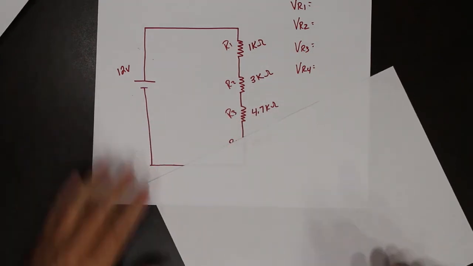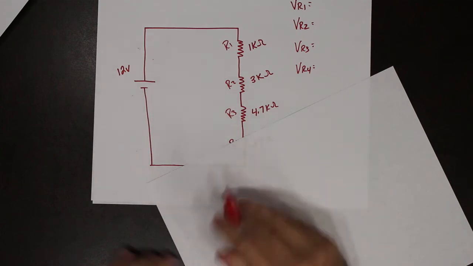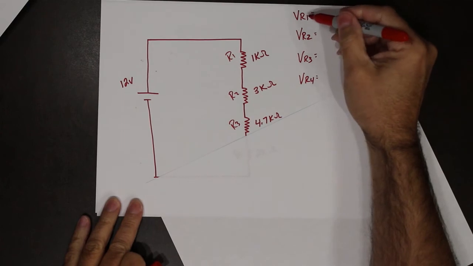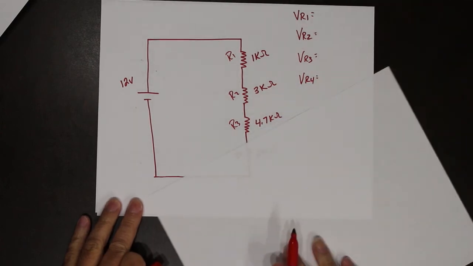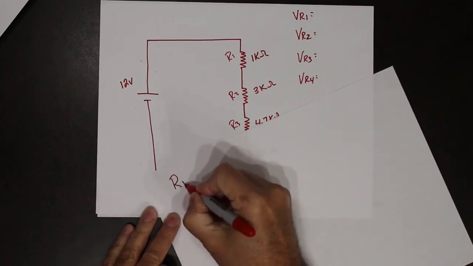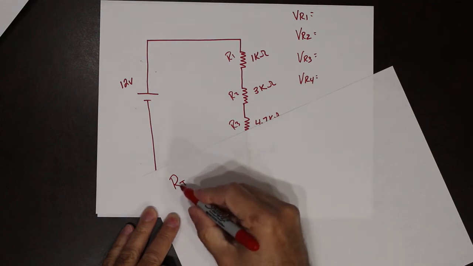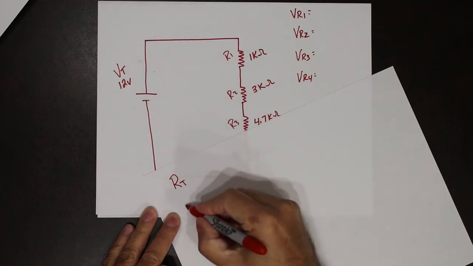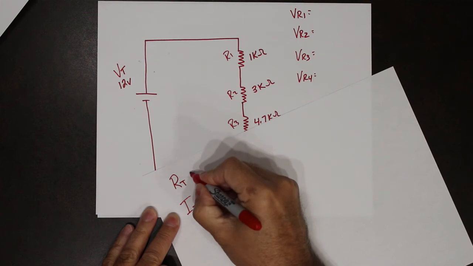Alright, so the first thing that we need to do, again, the final thing we're looking for is the voltage across each of those resistors. So what we need to do is calculate our R total for the circuit. Use R total and V total to calculate I total. So that's our first step.